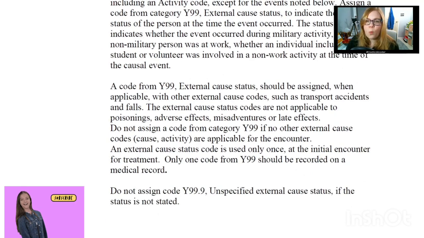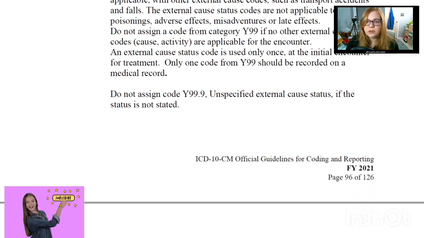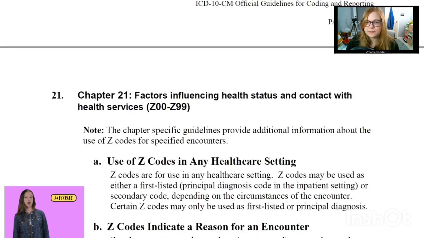A code from category Y99 external cause status should be assigned when applicable with other external cause codes, such as transport accidents and falls. The external cause status codes are not applicable to poisonings, adverse effects, misadventures, or late effects. Do not assign a code from category Y99 if no other external cause codes, cause or activity, are applicable for the encounter. An external cause status code is used only once at the initial encounter for treatment, and only one code from Y99 should be recorded on a medical record. Do not assign category Y99 unspecified external cause status if the status is not stated.